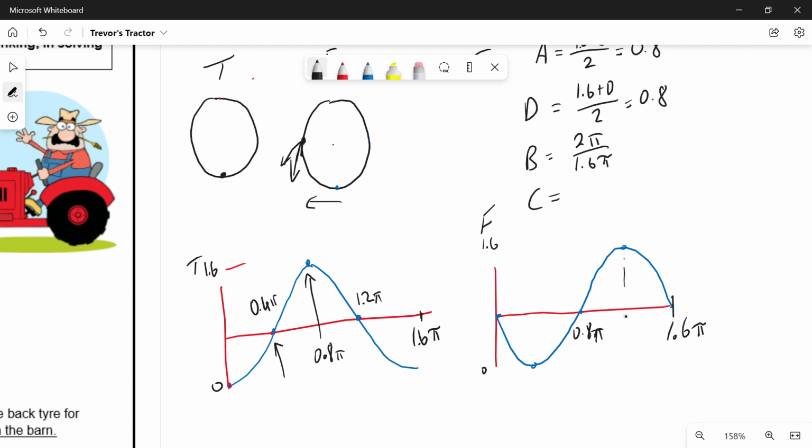And once again, if we're doing a cosine model, we need this point, which is 1.2 pi. And once again, this is 0.4 pi. And so I've used pi in all my answers, okay? I don't need the horrible decimal form.